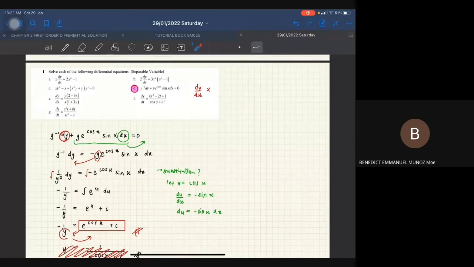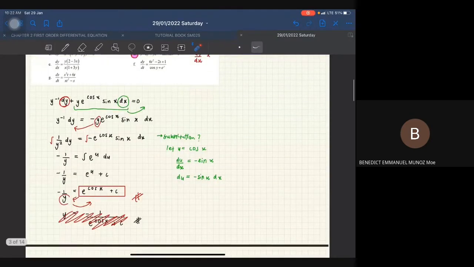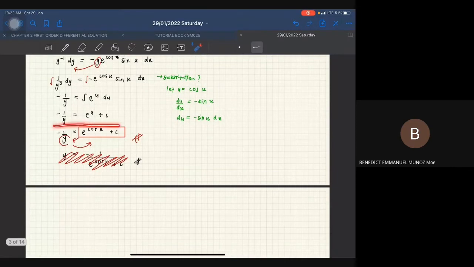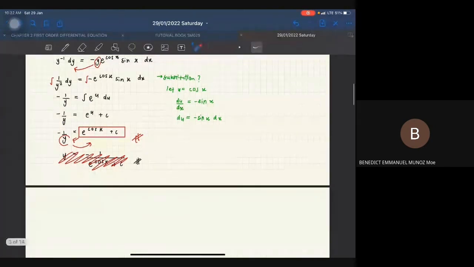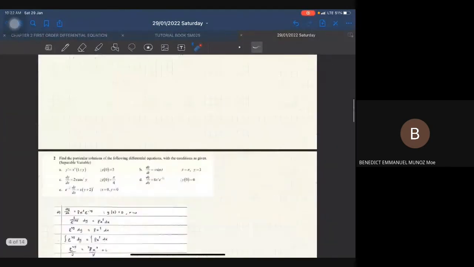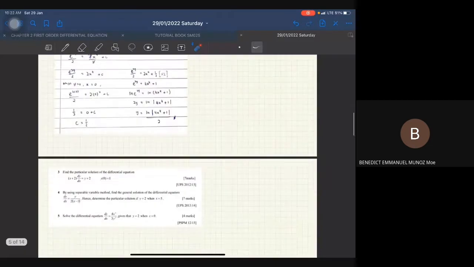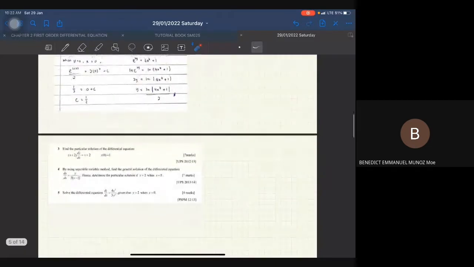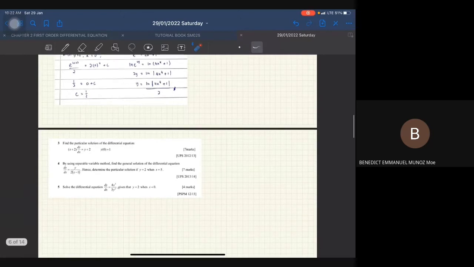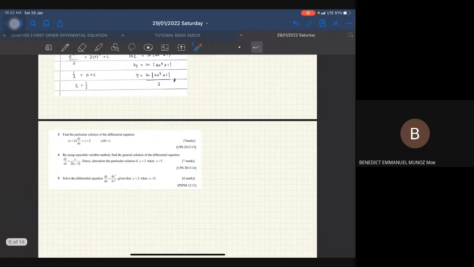Dia kata solve each of the following differential equations. Dia cakap macam tu je. Dia tak cakap pun dia nak y as a subject. Okay, so maksudnya daripada sini boleh lah. This one no problem. Okay je untuk awak tinggalkan. Betul, dikira betul. Okay, tapi untuk contoh soalan yang kejap ni, ada ke dia cakap? Tak ada. Okay, so untuk chapter 2.1 ni tak ada sebenarnya contoh soalan yang cakap macam tu.